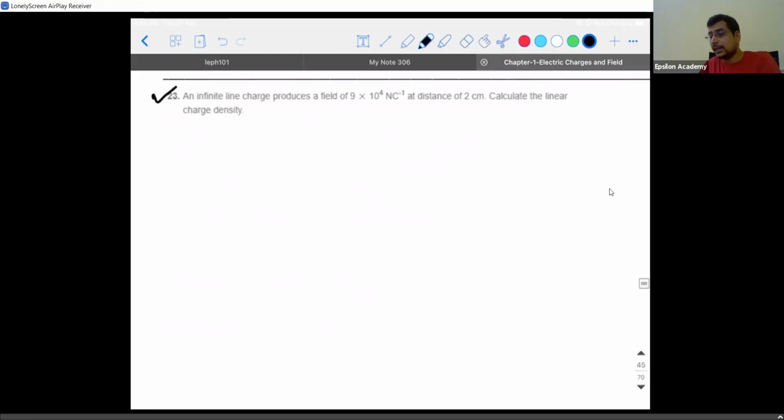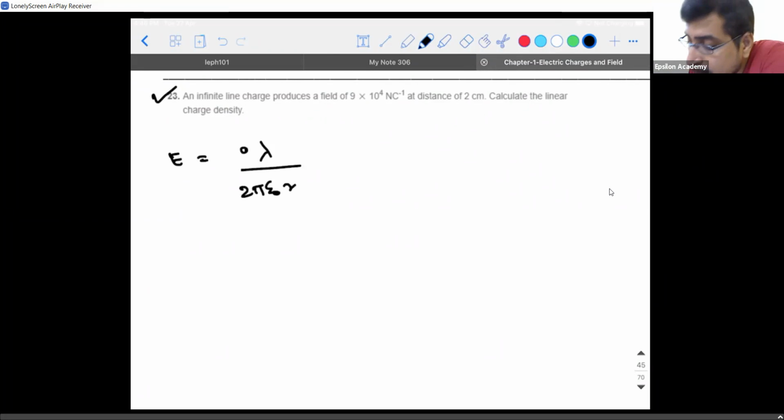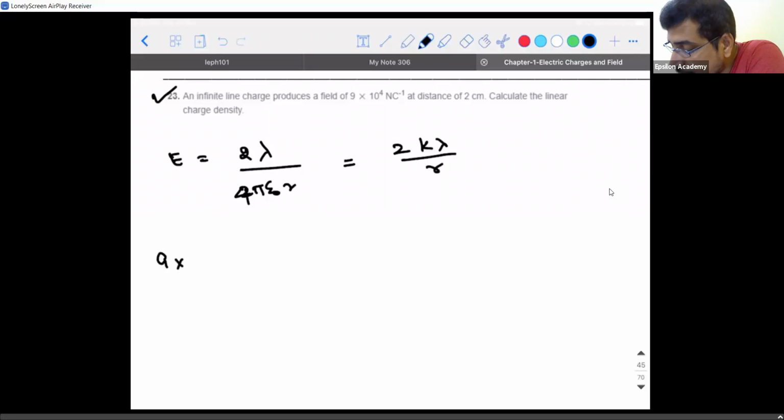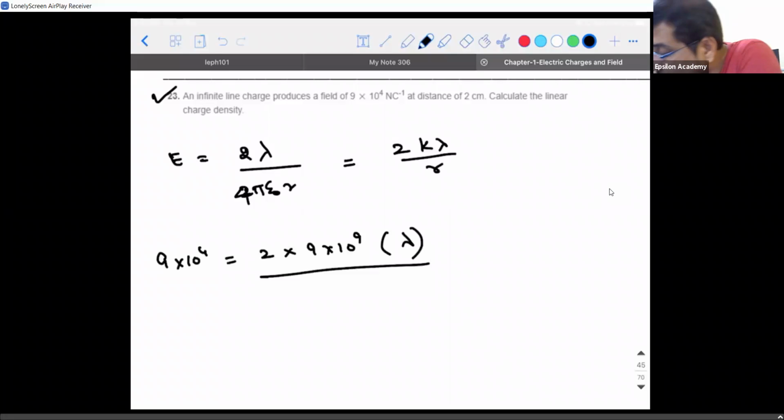23. An infinite line charge produces a field of 9 into 10 power 4 Newton per coulomb at a distance of 2 meter. Calculate the linear charge density. So the electric field due to a linear charge is given as lambda divided by 2 pi epsilon naught into R. So what I will do is multiply with 2 and divide it with 2. So can I write it as 2 times k lambda divided by R? So electric field is 9 into 10 power 4 is equal to 2 into value of k is 9 into 10 power 9 into lambda, which is what you need to find, divided by R. R is how much? 2 centimeters. So 2 into 10 power minus 2.